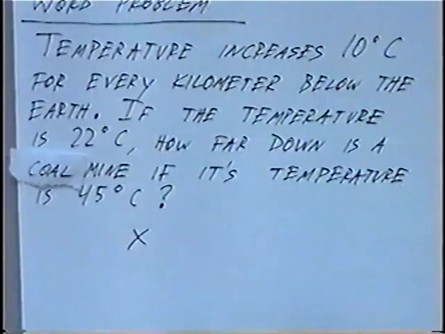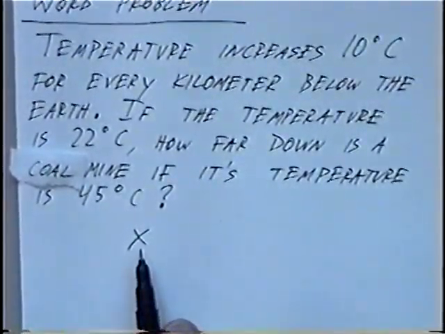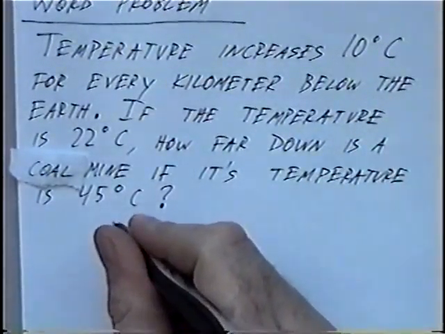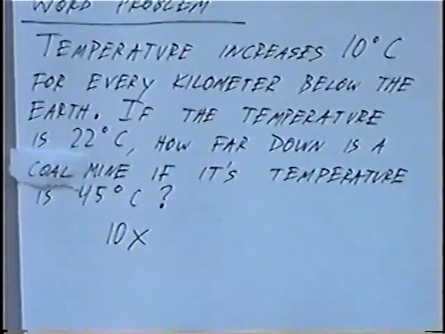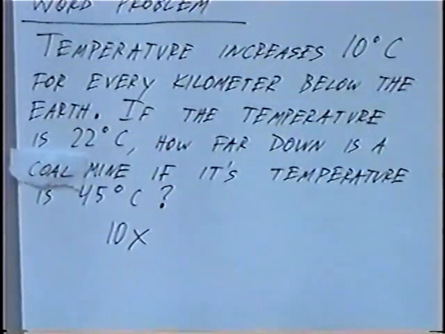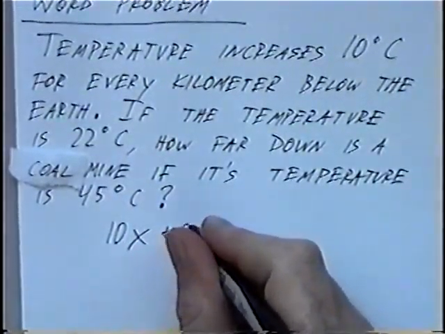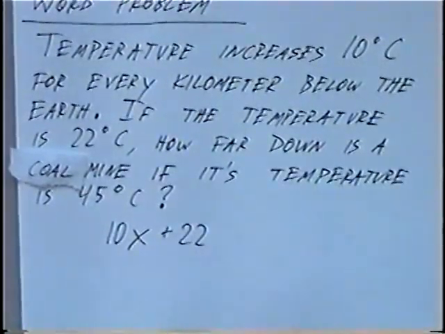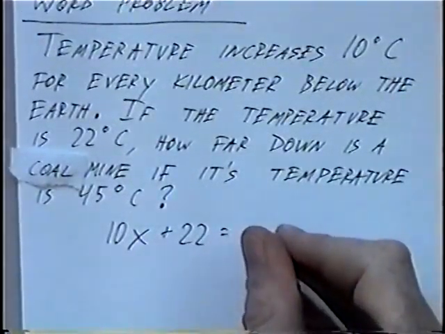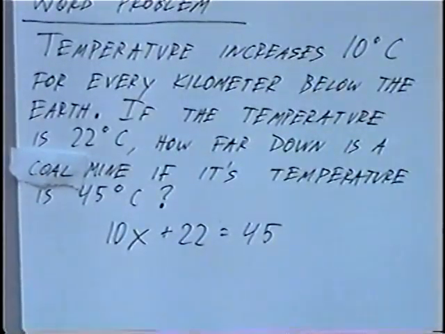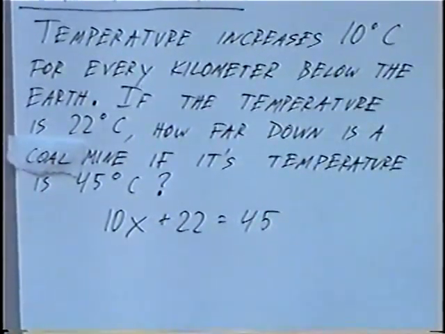Temperature increases 10 degrees Celsius for every kilometer. Again, x is the distance in kilometers. So if it's 10 degrees for every kilometer, that would be 10 times the number of kilometers, or 10 times x. If the temperature is 22 degrees to start with, that means we'll add 22. And the question is, how far down is a coal mine? If the temperature is 45 degrees Celsius, that means the final temperature at the coal mine will be 45. So the equation is 10x plus 22 equals 45, and we can solve for x.